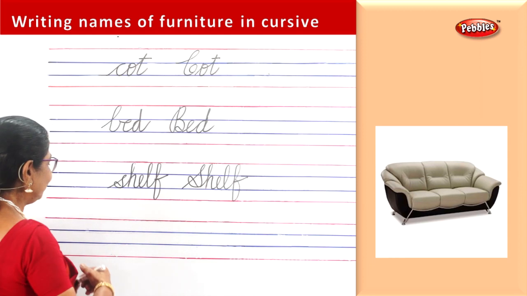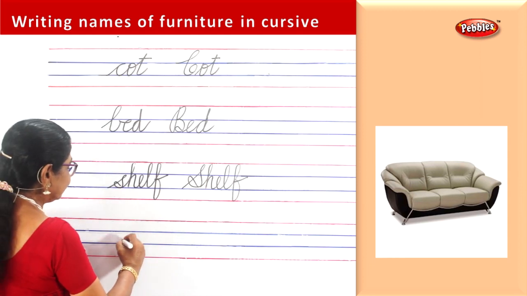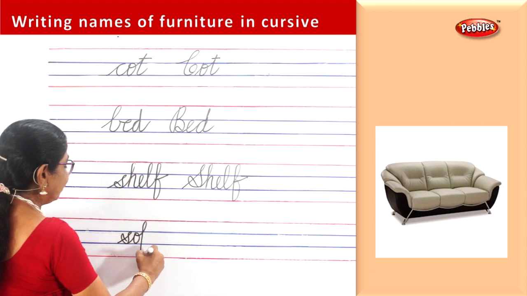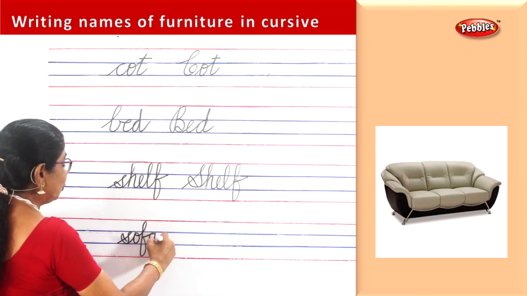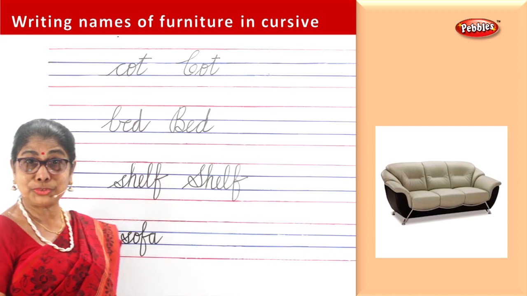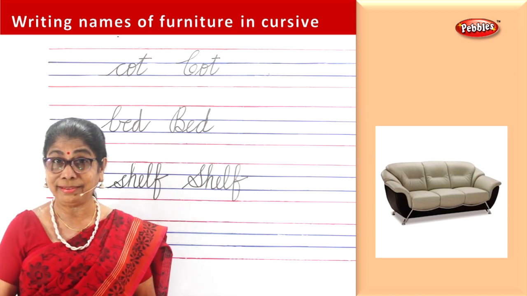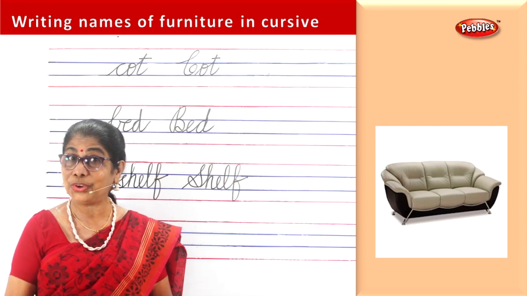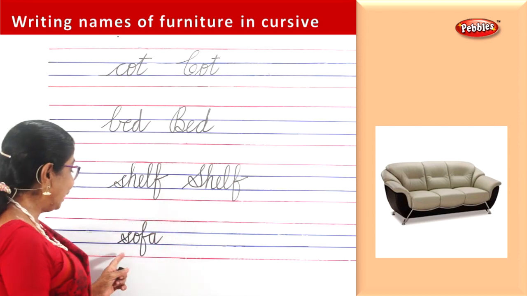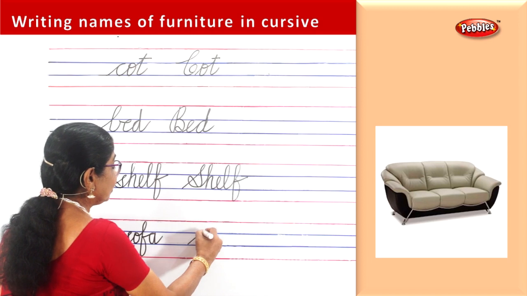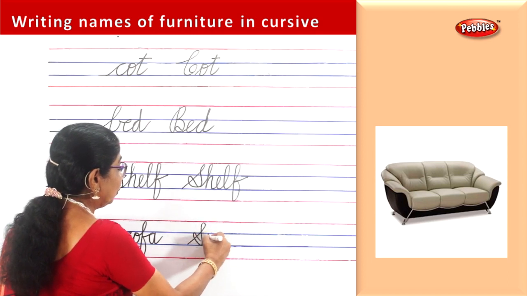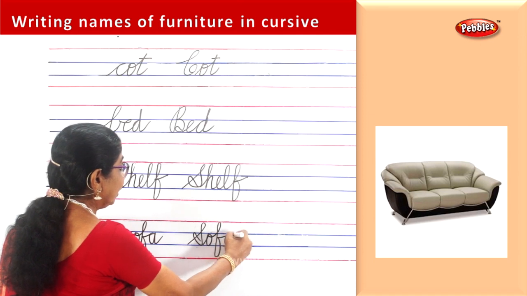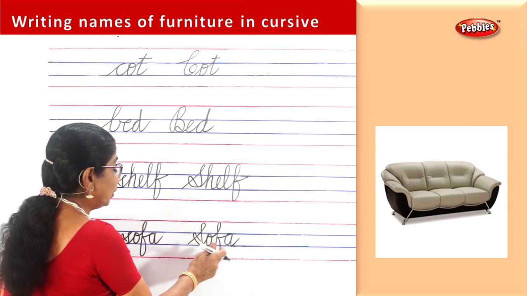Let's write. S-O-F-A, sofa. What's the color of the sofa in your house? Red, brown, whatever. It depends on the color of your room. Let's write S capital. S-O-F-A, sofa.